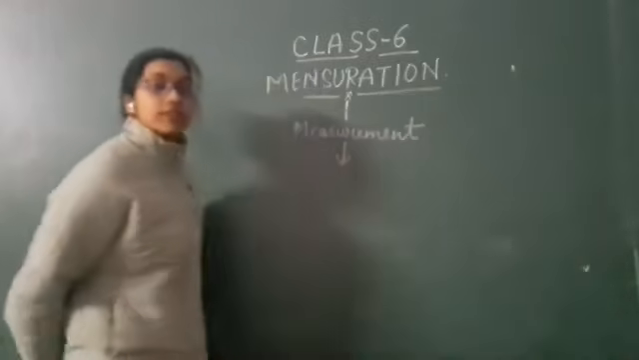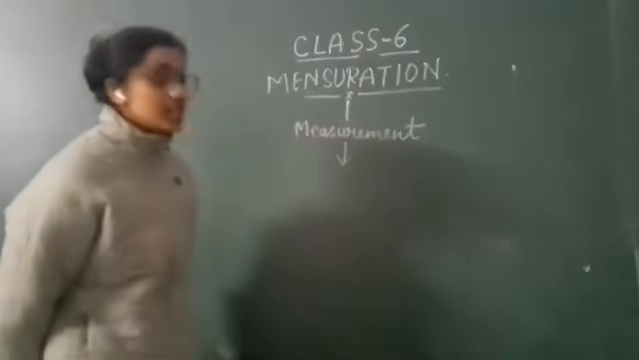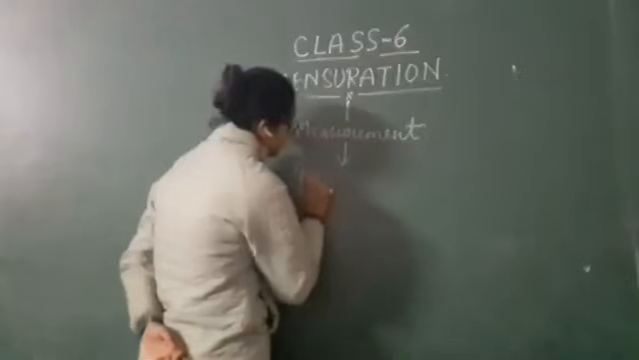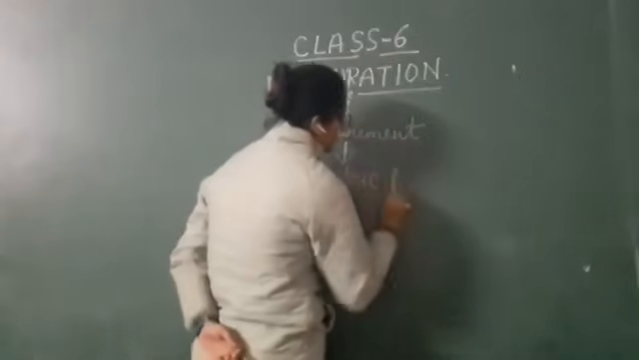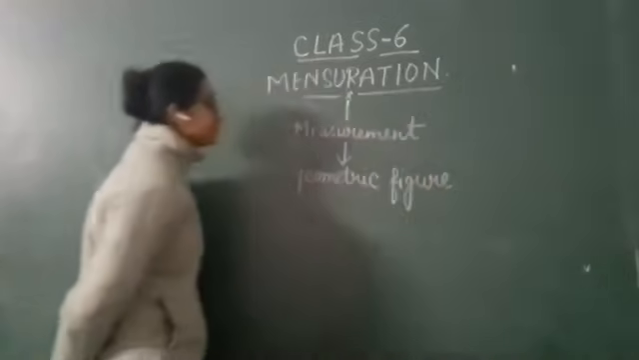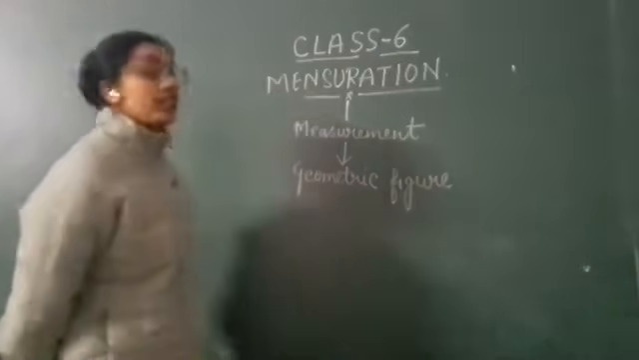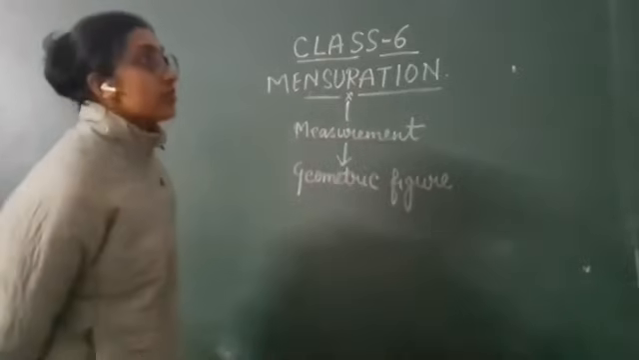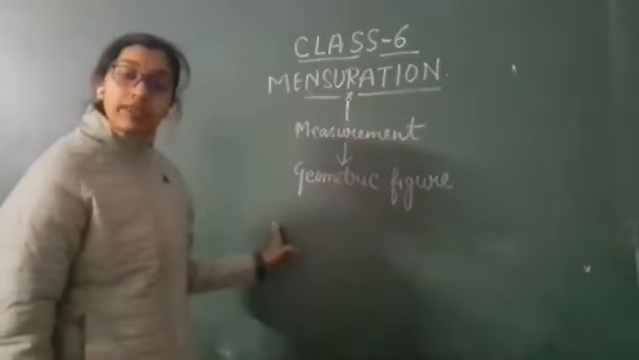It is a measurement of what? Of the given geometric figure. Geometric figure means the length of its boundary. If some of the figures are given, the lengths will also be given there.